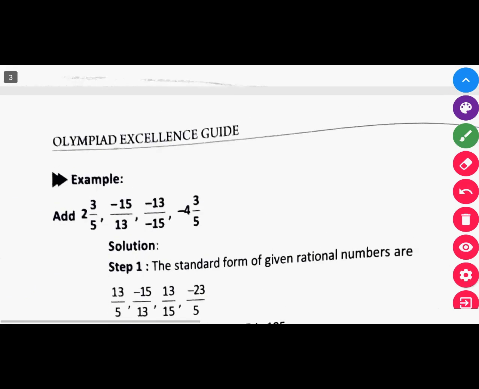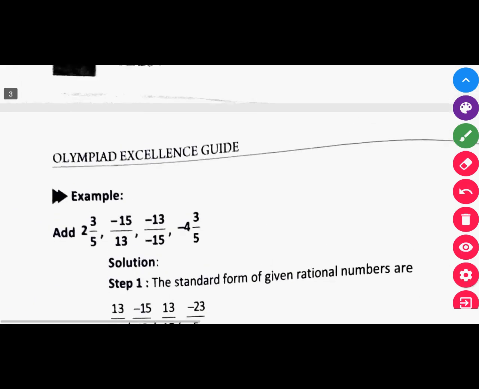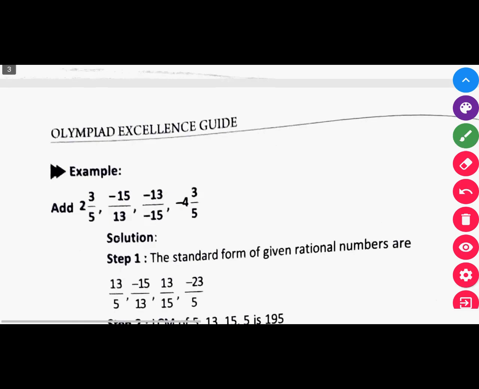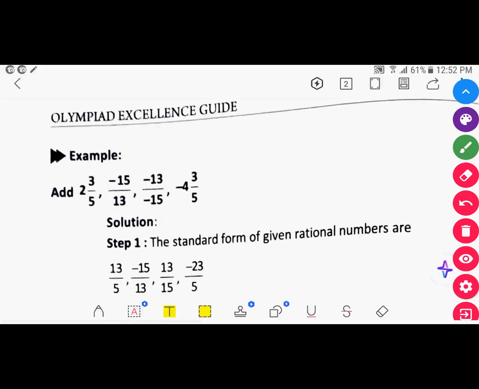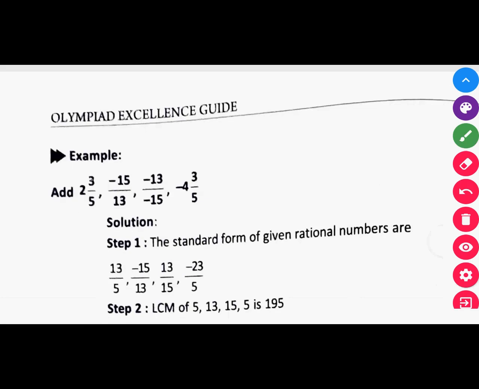Now see, here are some numbers and we have to add them. The given rational numbers, we have to convert into standard form. So we have converted it. 5 2s are 10, plus 3, 13, so 13 upon 5 is the first number. Minus 15 upon 13 is the second number, -13 upon -15. So if we multiply by -1 at numerator and denominator, the number becomes 13 upon 15 because we have to convert it into standard form. And 4 5s are 20 plus 3, 23, so -23 upon 5.